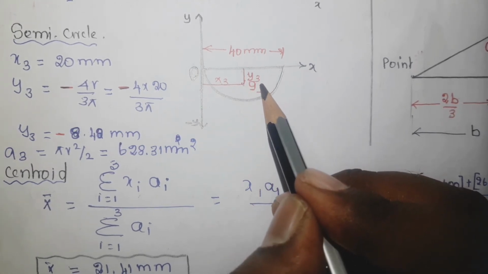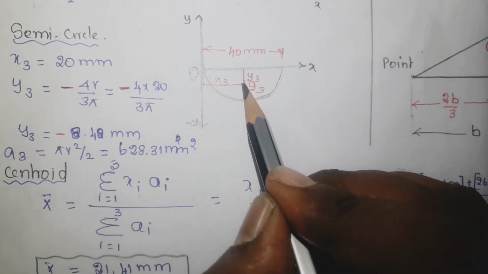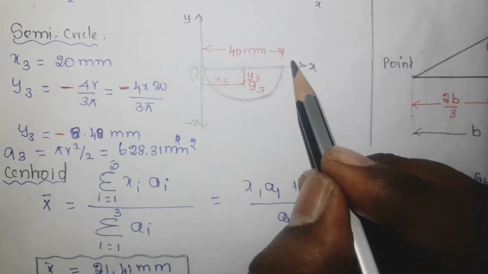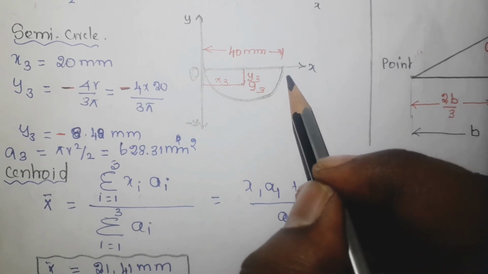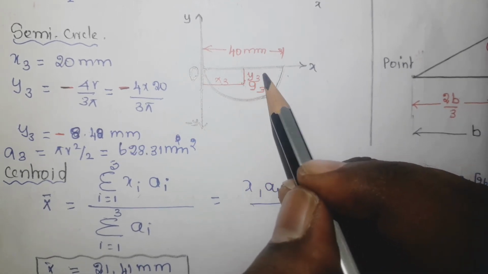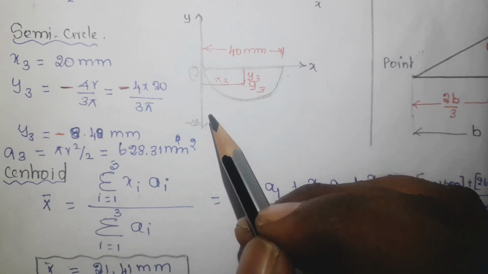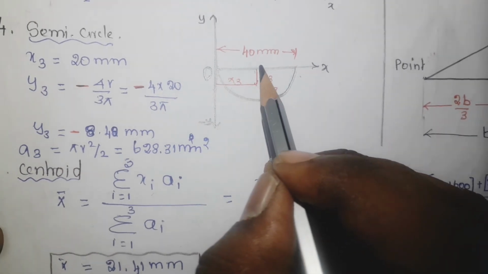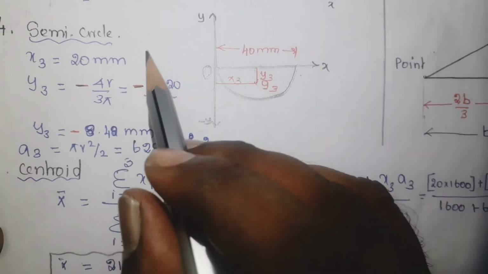Please listen carefully. Here y3 is on the negative side because the point G3 is in the fourth quadrant, so y3 should be negative. But x3 is positive. It's the fourth quadrant, so y is negative whereas x is positive. So this is very important. Here y3 should be referred on the negative side of the y-axis. Now x3 is nothing but the distance between this and this end. It is the radius of the semicircle, so 40 by 2, it is 20 mm. So here it's 20 mm.